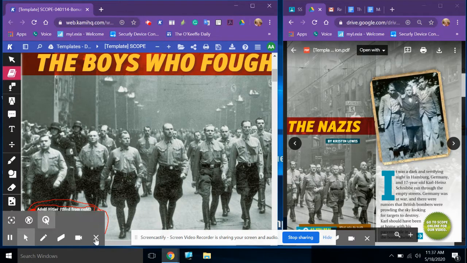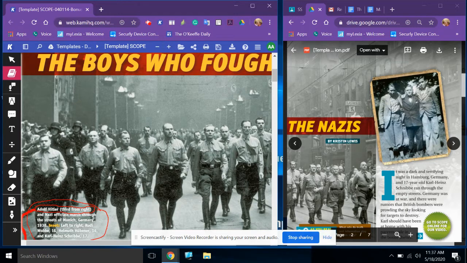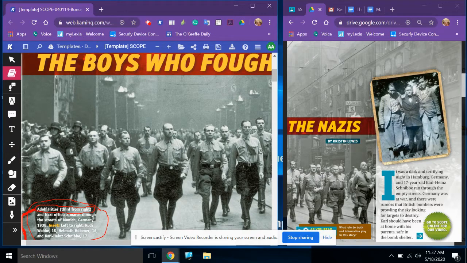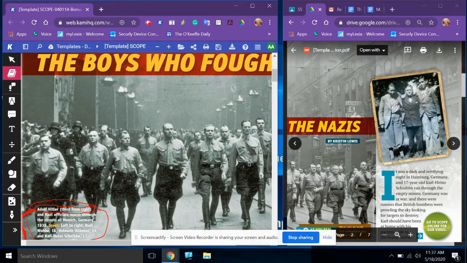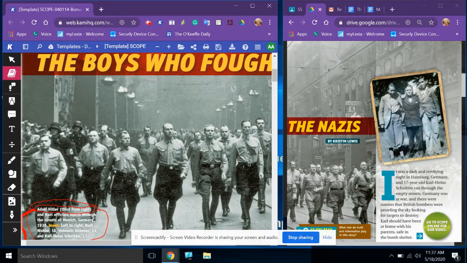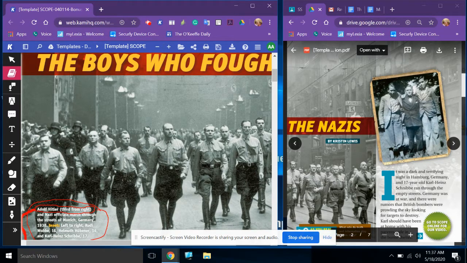And it says here in the caption, Adolf Hitler, third from right, so he's over here, third from right on the smaller side, and Nazi officials marched through the streets of Munich, Germany, 1938. And then the inset, to the left, that's this picture of the boys over here, is Rudi Wobe, 15, Helmut Hebner, 16, and Karl-Heinz Schnabe, I don't know how to pronounce it, 17. So these three boys, compared to this whole big group of Nazis marching through the streets of Munich. You can see they've got big cauldrons up here with fire burning. There's Nazi flags hanging from the buildings.